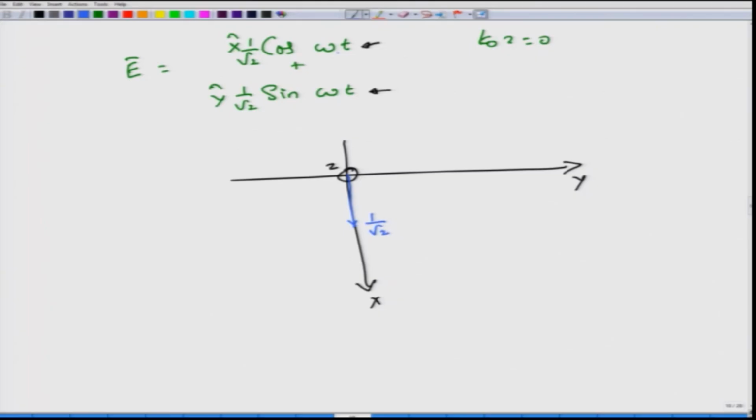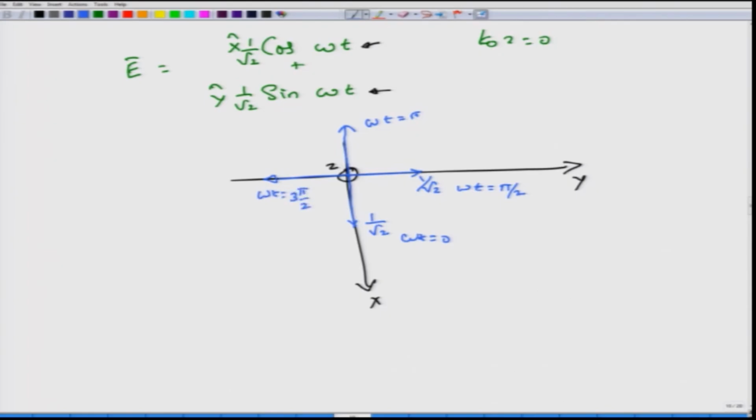Now, at omega t equal to pi by 2, the x component will be 0, and the electric field will be along the y axis, of course, and it will also have an amplitude of 1 by root 2. Since between omega t equal to 0 and omega t equal to pi by 2 the field has changed from x to y, right, and at omega t equal to pi, sine of pi will be 0, but cosine of pi will be minus 1. So, the electric field will be along the minus x axis at omega t equal to pi, and at omega t equal to 3 pi by 2, this would be directed along the minus y direction.